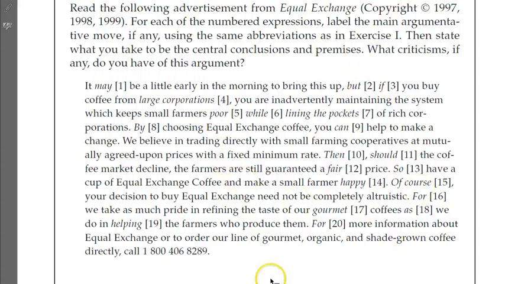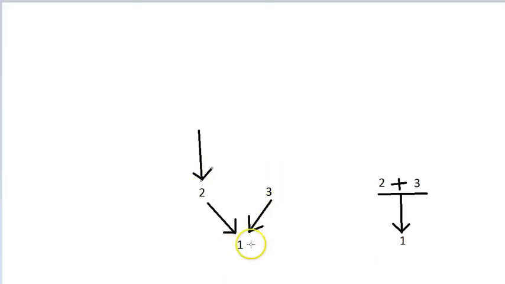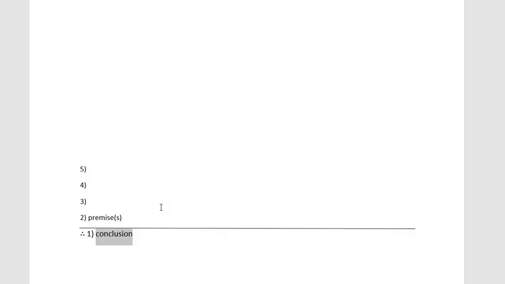And looking at everything that they're talking about, this is actually getting close: have a cup of equal exchange coffee, make a small farmer happy. But we're going for accuracy and clarity here. We want to capture what's the concept, what's the idea that the speaker's trying to get across. And I think in this case, looking at all the different points that are brought up and where they're all pointing, what's the conclusion that everything is ultimately about defending? I think it's going to be something like: you ought to buy equal exchange coffee.